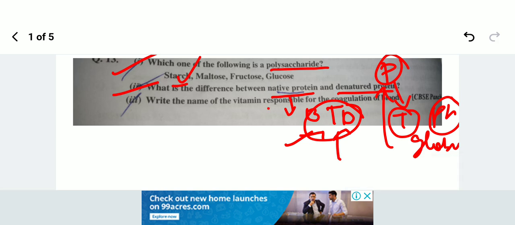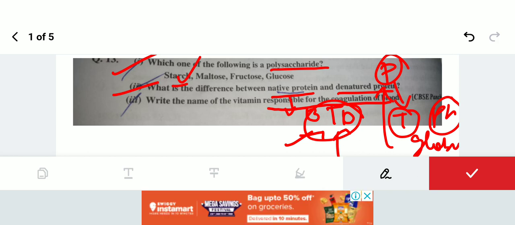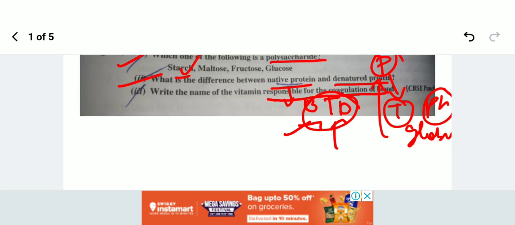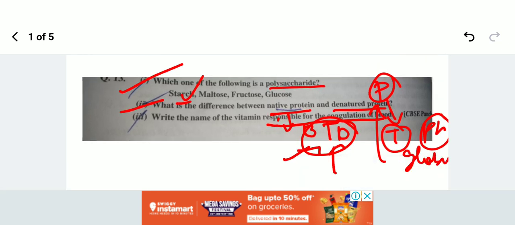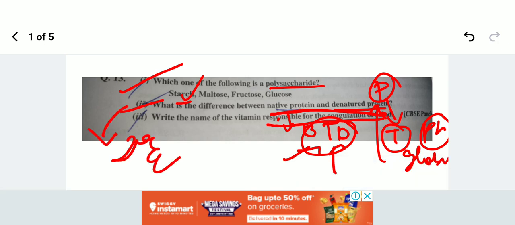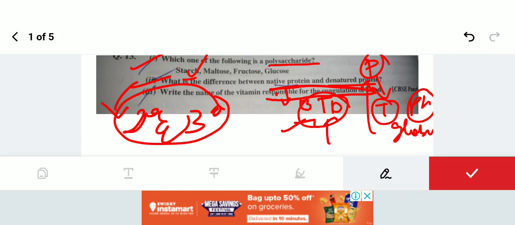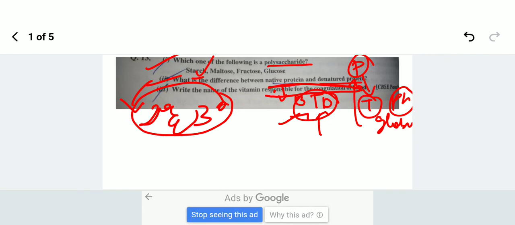Now, which vitamin is responsible for the coagulation of blood? It is actually vitamin K. Vitamin K is helpful for the coagulation of blood. Also remember one more thing about native and denatured protein: in the denatured protein, only the secondary and tertiary structures get changed and disturbed, whereas the other things remain as they are.